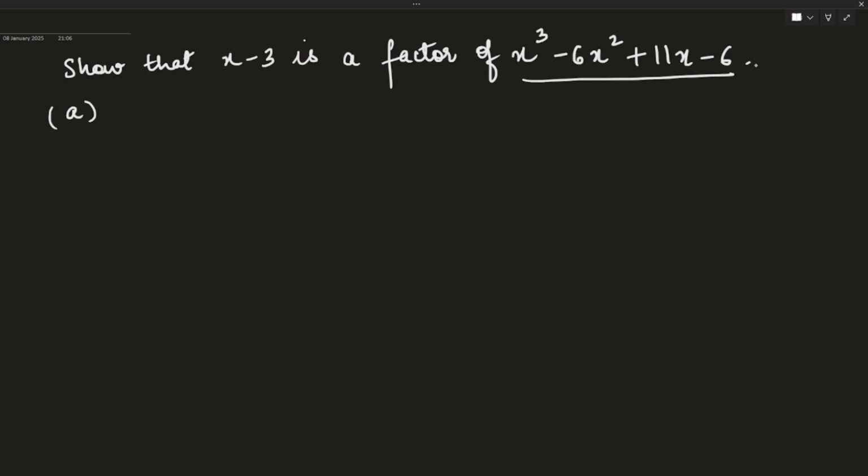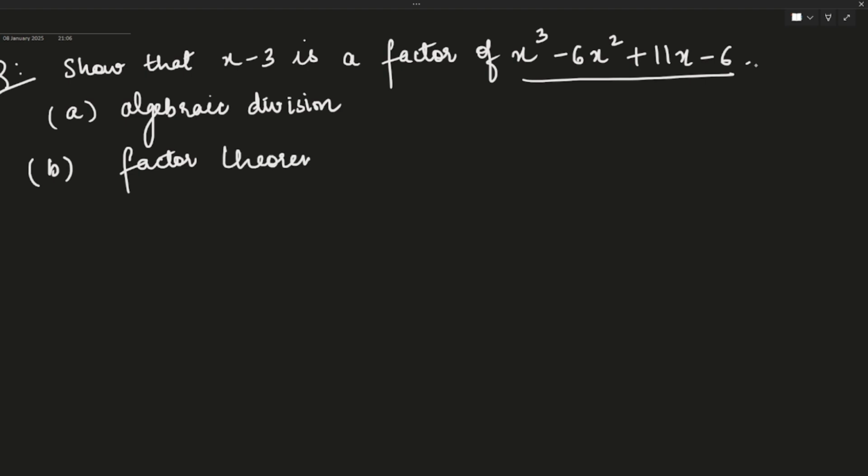And they have asked you to show it by, first, algebraic division, and the second is you have to show that this is a factor of this polynomial by factor theorem. So this is your question. You have to show that x minus 3 is a factor of x cube minus 6x square plus 11x minus 6. First part by algebraic division, and the second part is by factor theorem.